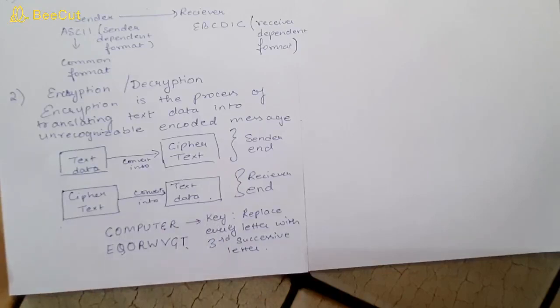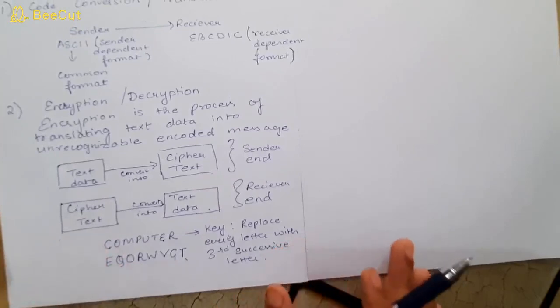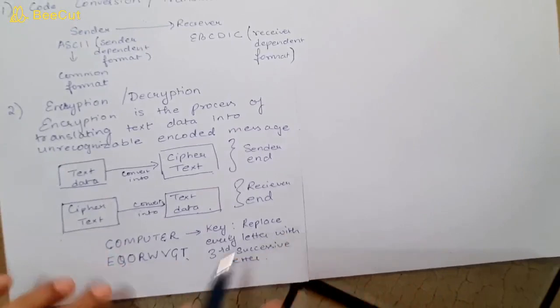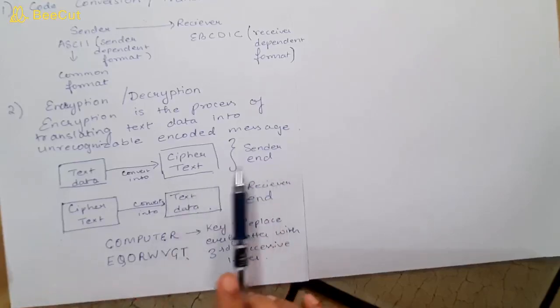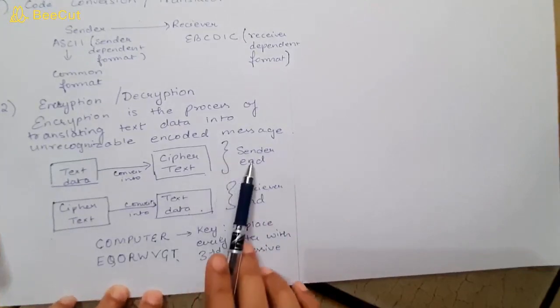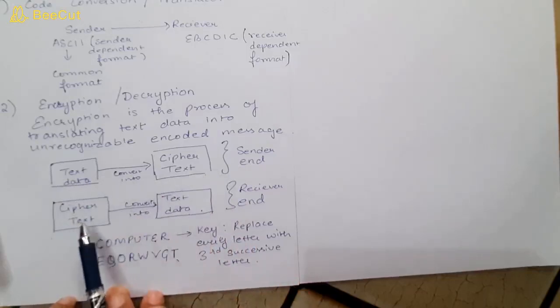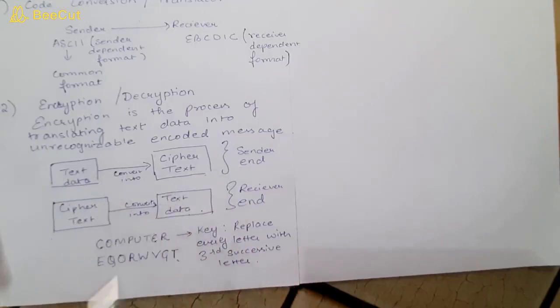So you need to remember that encryption is the process of translating text data into an unrecognizable encoded message. At the receiving end, the received message is converted to the original form. Similarly, decryption is used to convert the ciphertext into the text data. You need to see the diagram. At the sender end, we are converting from text data to some encoded message, and then at the receiver end, from the encoded message to the text data.